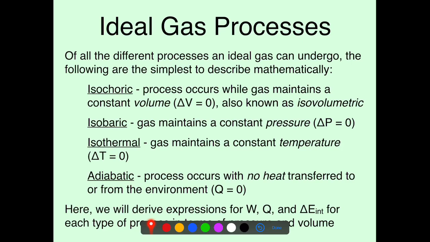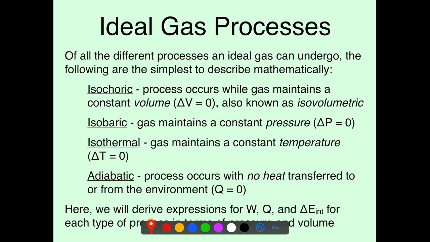Sometimes you might see this referred to as isovolumetric. It means the same thing. Volume is not changing. Okay, the next one is isobaric. This means that the gas is maintaining a constant pressure. So delta P, the change in pressure, is equal to 0.